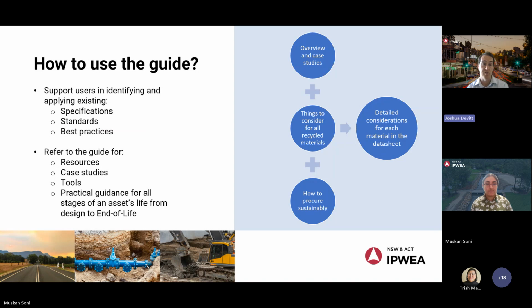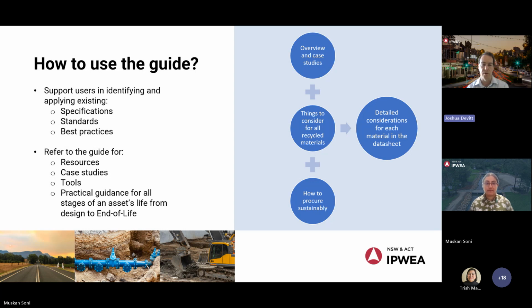Okay, so how to use the guide. As we've mentioned, pointing people towards the relevant specs and standards, and some best practice approaches out there. We have been very conscious that one of the barriers to the implementation of recycled materials is often that no one wants to be the first one to try this, but also there are some concerns around the longevity of these materials. Will they perform the same, or similar, over the longer term?